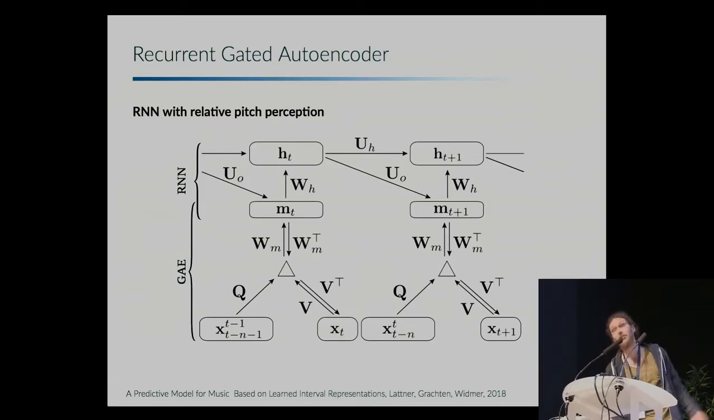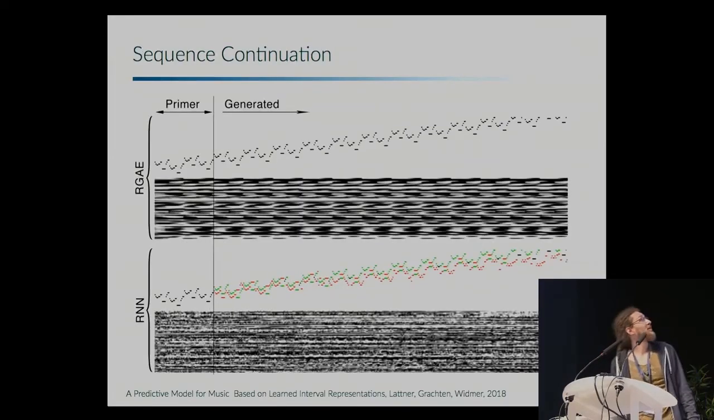It's a recurrent gated autoencoder, and it's basically an RNN with relative pitch perception. So it consists of a gated autoencoder and an RNN on top. And the gated autoencoder is capable of turning absolute pitch input into relative pitch representations, like interval representations. And these are represented in this latent space, MT, MT+1, and fed forward to the RNN, which learns to predict intervals given intervals. And this is really nice that we can now learn such copy and shift operations of musical sequences, like in these very simple examples, but still.